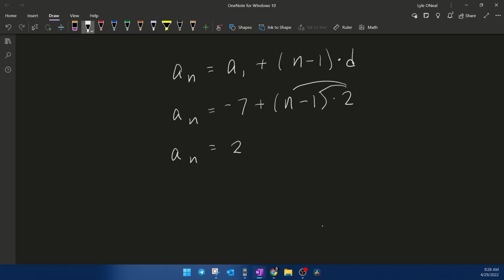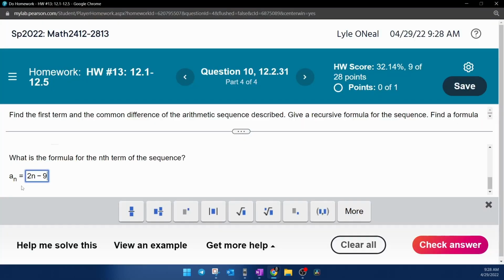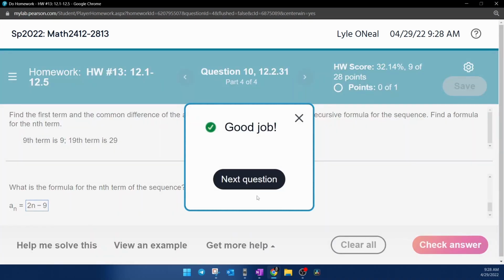2 times n is 2n. 2 times negative 1 is negative 2. Don't forget your minus 7. And then we need to CLT, combine like terms: 2n minus 9, and we're done. So much fun. In our MyLab math, a sub n equals 2n minus 9, and we're done.